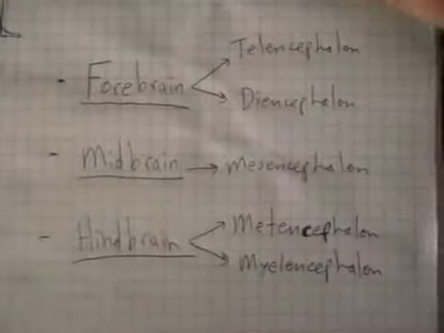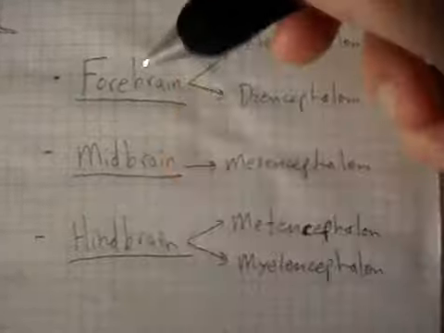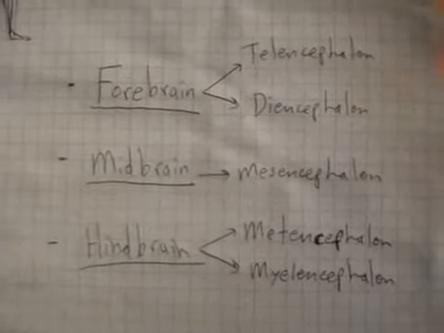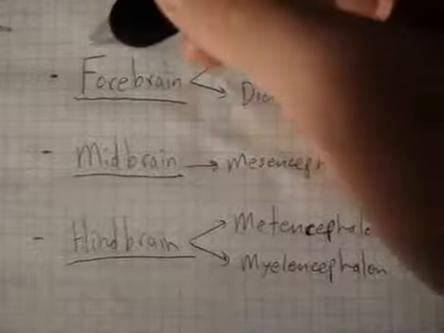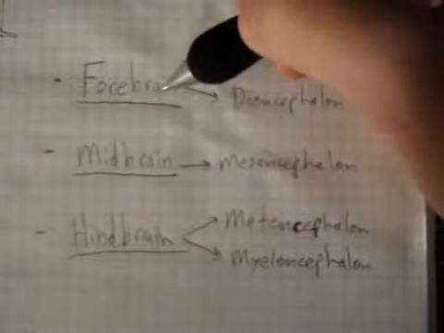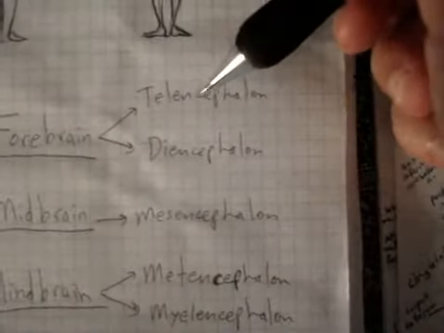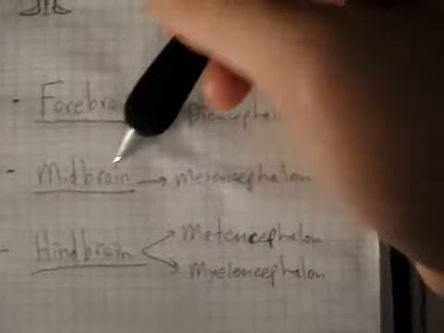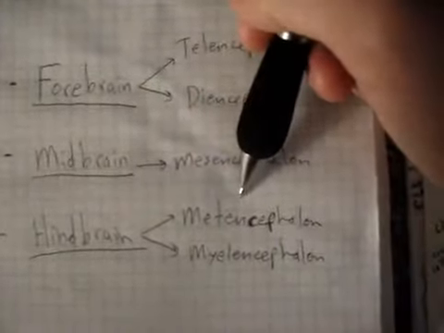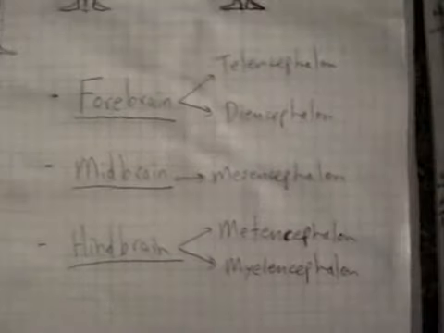So the entire brain, the human brain, consists of three parts, not the lobes. We talked about the lobes, the forebrain, the frontal lobe, parietal lobe, temporal lobe, not that. In terms of the overall structure, it consists of three parts: forebrain, midbrain, and hindbrain. Forebrain consists of something called telencephalon and diencephalon. Midbrain consists of mesencephalon, and hindbrain consists of metencephalon and myelencephalon.